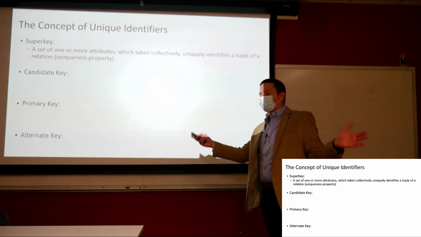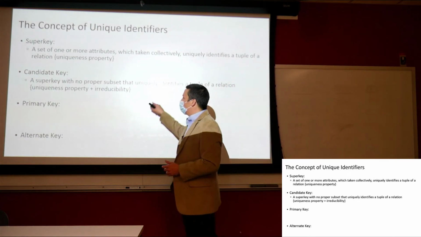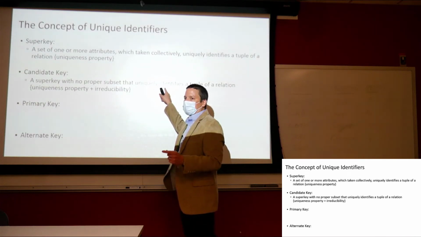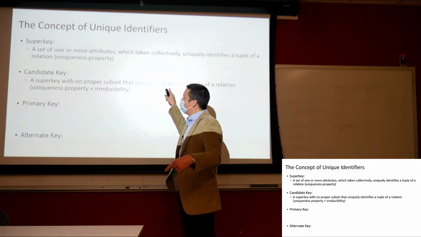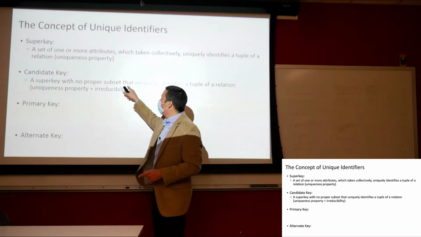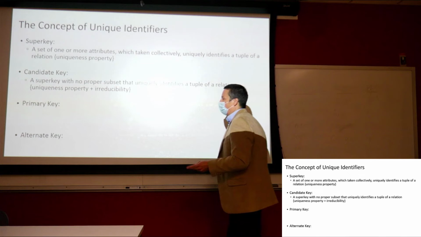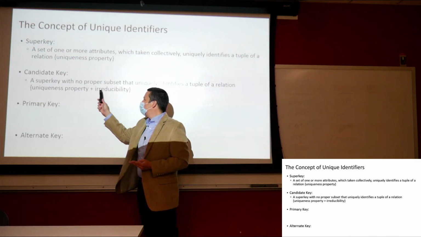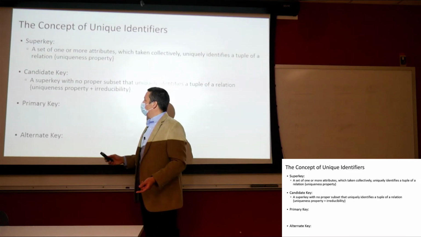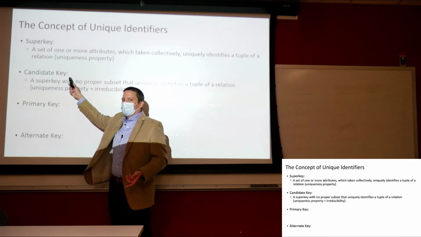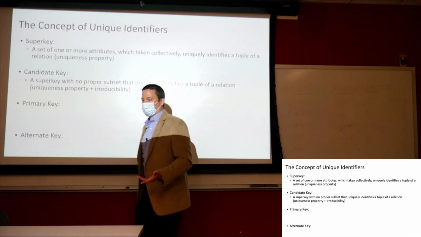So we start with every attribute in the relation, and we can simplify down from there until we get to some set of attributes that if we take anything else away from it, it no longer would be unique. And that's a candidate key. A superkey with no proper subset that uniquely identifies a tuple in a relation. So a candidate key has these two properties, uniqueness and irreducibility. It cannot be reduced any further. Like your PeopleSoft ID is a candidate key. It's just one attribute, so we can't reduce it any further, and it uniquely identifies you.